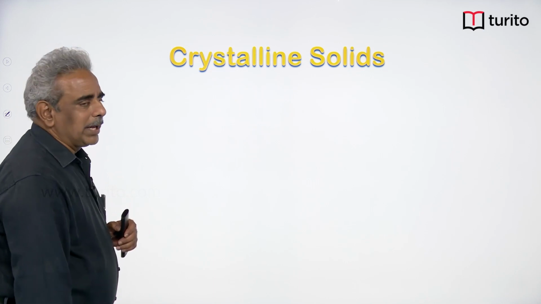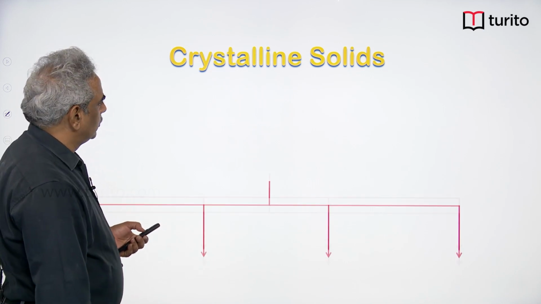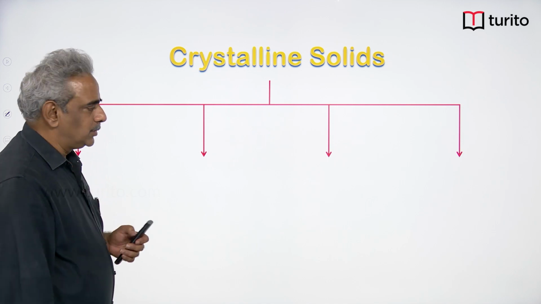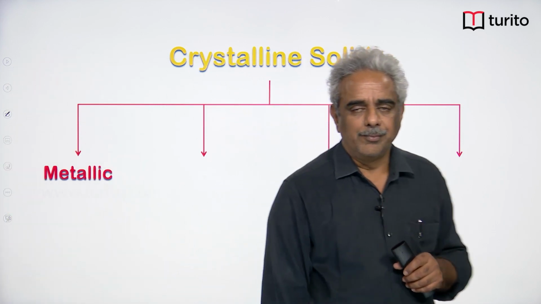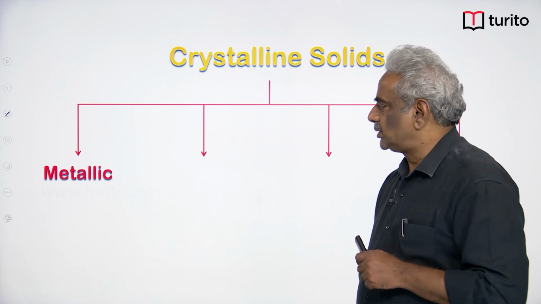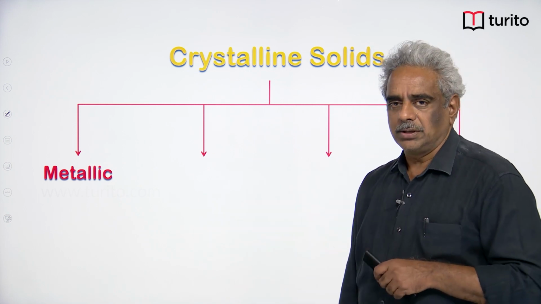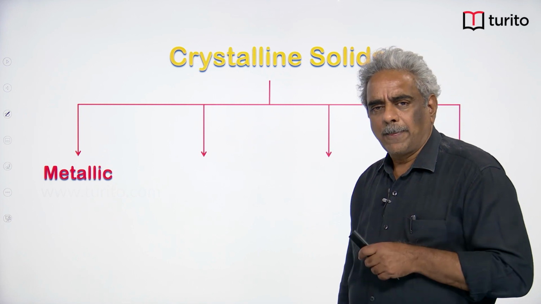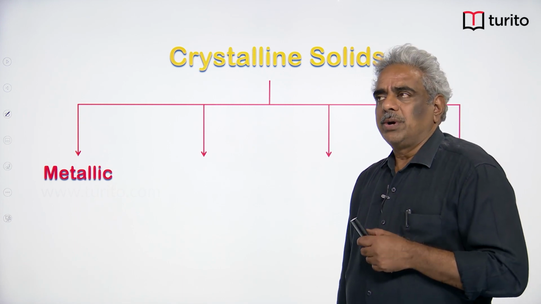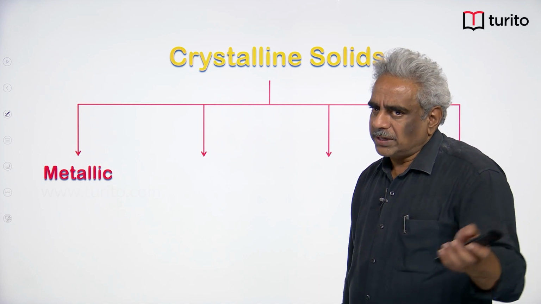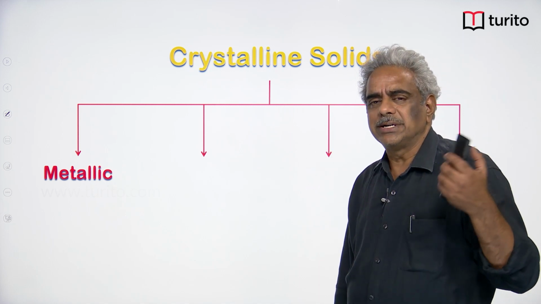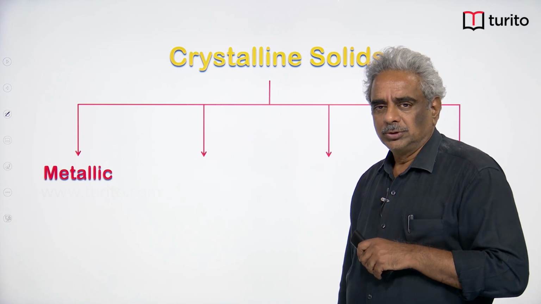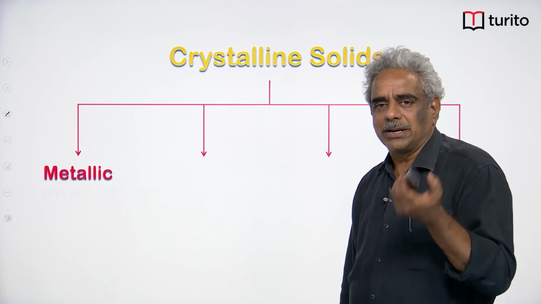Now I have taken only crystalline solids, 4 varieties. Metallic solids. What do you expect from metallic solids? What is an example? Metals. Lithium, sodium, potassium, rubidium, cesium, francium, scandium to zinc, D block, F block. You have so many metals in nature. I think 3/4 of the periodic table is metals only.